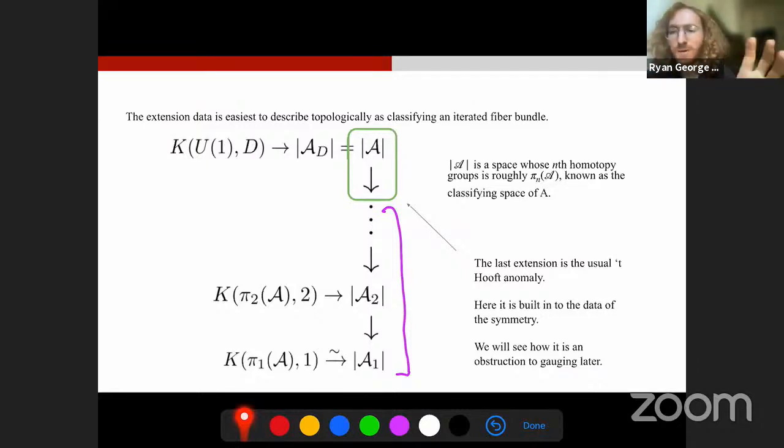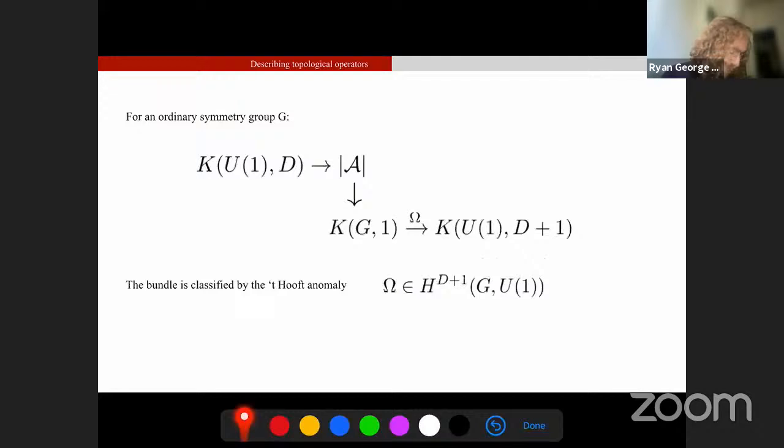Yeah, so the reason why I want to keep this as part of the symmetry data is that when we go to categories, there's no trivial choice for most categories. So the F symbol is just part of the data, and the anomaly comes from somewhere else. I'll talk about that if I get to it.